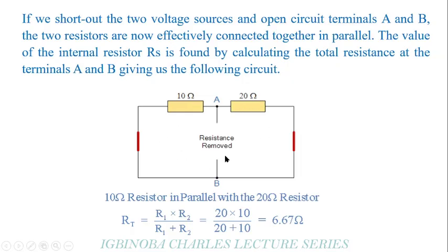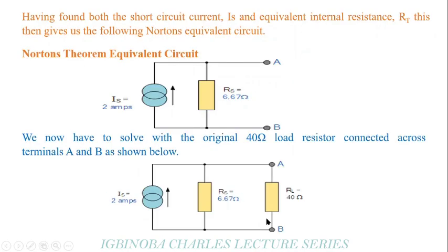So to calculate our equivalent resistance, we now have product over sum, which is 20 times 10 divided by 20 plus 10. So our equivalent resistance is equal to 6.67 ohms. So we have calculated our short circuit current and our equivalent resistance. So we now get what we call the Norton circuit. So this is the Norton equivalent circuit of that first circuit we started with.